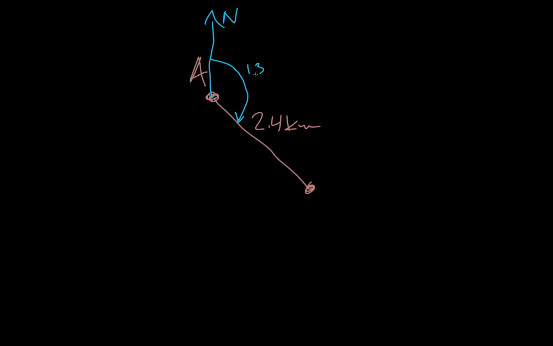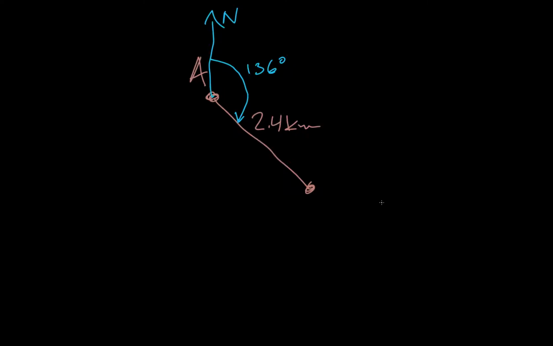So we start at A, and then we go to B, and they tell us that that is 2.4 kilometers. And they also tell us that it's a 136 degree course. So what that means is if we look at true north, if we rotate from here to here, that's going to be 136 degrees.